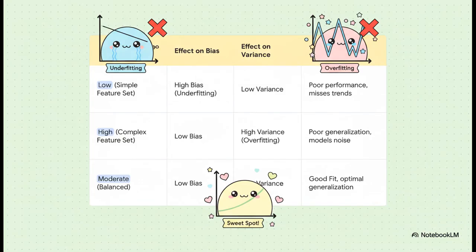Let's just break this down. This table really shows the whole trade-off. If you go too simple with a low-degree polynomial, you get high bias. Your model is just too stiff and it completely misses the real trend. We call that underfitting. Now, if you crank the complexity way up, the exact opposite happens. Your variance goes through the roof. The model starts memorizing noise and can't generalize at all. That's overfitting. The goal, the sweet spot, is right there in the middle, a moderate complexity that gives us low bias and low variance. That's a model that's actually useful in the real world.